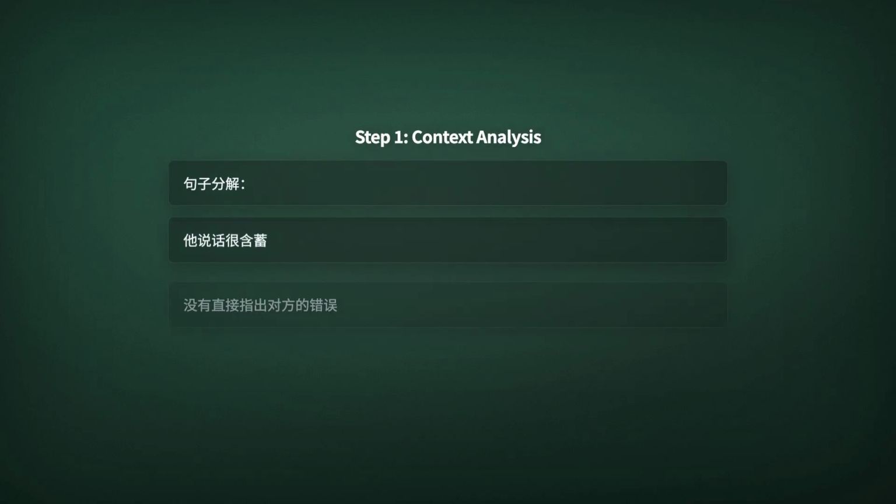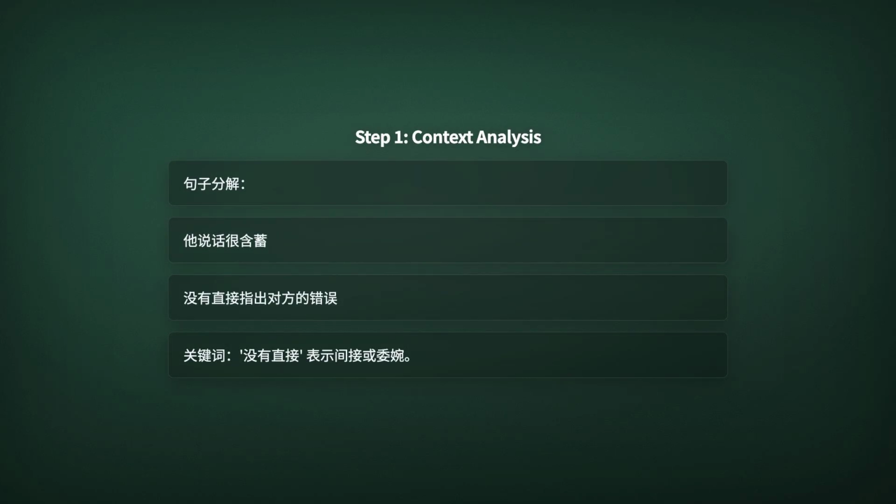Now, we break down the sentence into its components for deeper analysis. The first part literally means he speaks very implicitly, where the adverb intensifies the adjective. The second part means does not directly point out the other's mistake. The key phrase here indicates indirectness or euphemism.